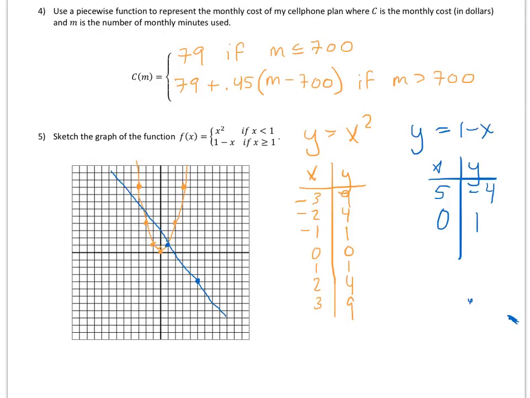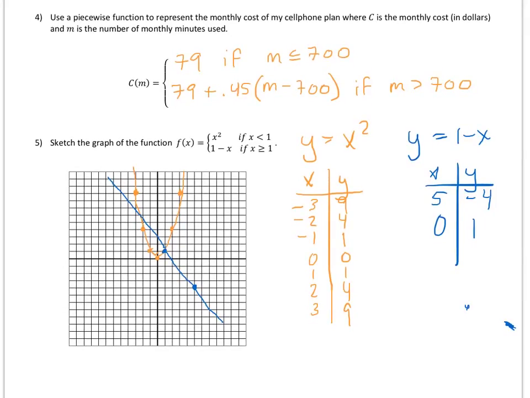Now I have to determine which parts of this graph I actually want to keep. According to the formula I was given, I'm only supposed to graph x squared when the x value is less than 1. So I need to erase the part of the graph for x squared where my x's are bigger than or equal to 1. I just have to erase this part over here, as best we can.